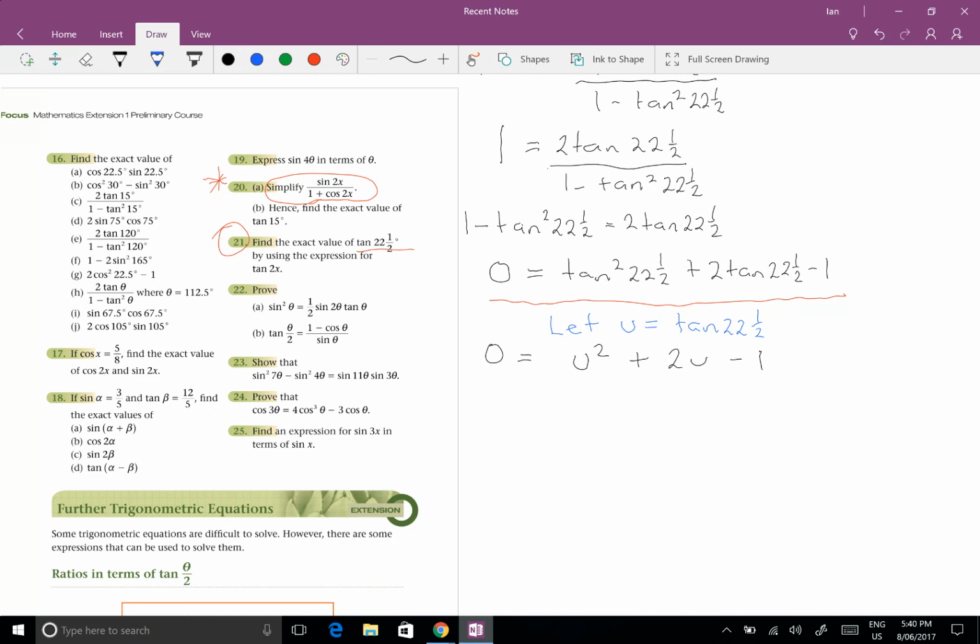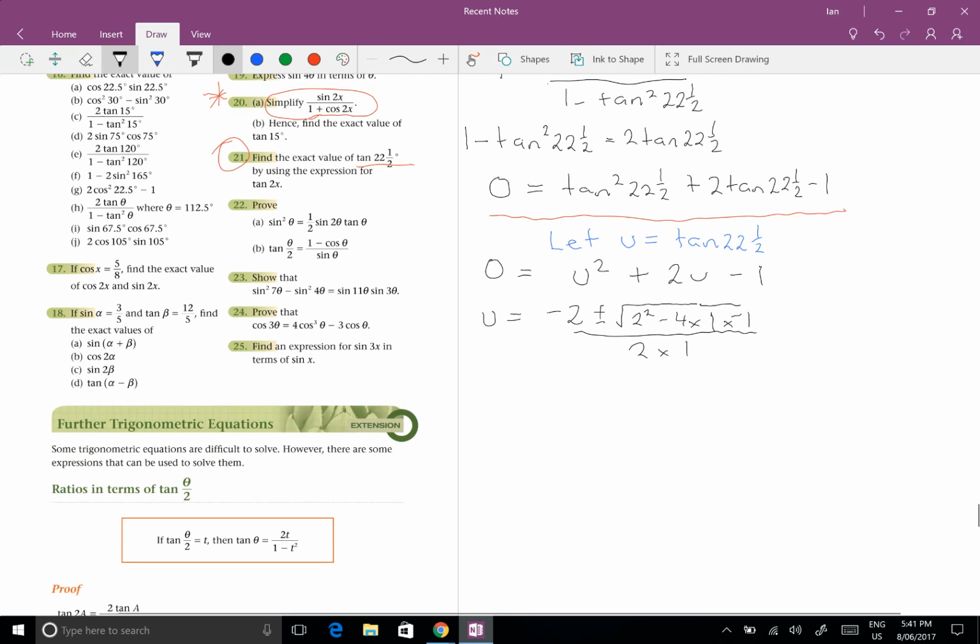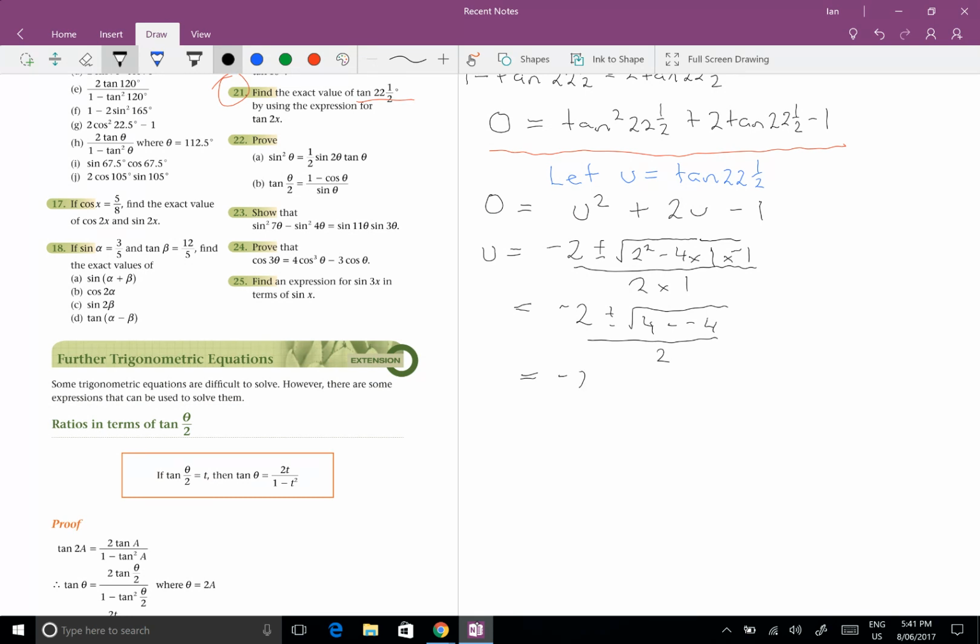Now, I can't factorize that. There's nothing that I know that will multiply out to negative 1 and add up to 2. So I'm going to have to use the quadratic formula, and luckily, that's on your formula sheet. So u will equal negative b, negative 2, plus or minus the square root of b squared, 2 squared, minus 4 times a, where a is 1, times c, which is negative 1, all over 2 times a, 2 times 1. So I get negative 2 plus or minus the square root of 4 minus minus 4, over 2. Okay, so that's negative 2 plus or minus root 8 over 2.